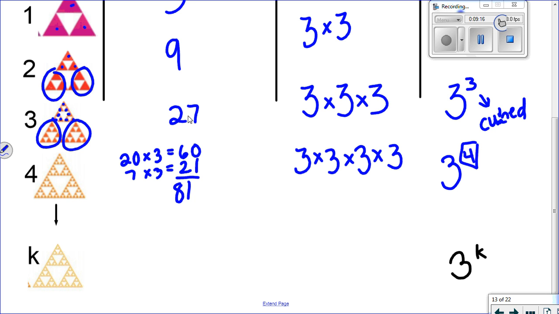So notice this is 3 to the 4th power, and this is stage 4. So if we're going to use a variable to represent what's happening here, we can say that we just have 3 to the k power. If it's stage k, 3 to the k power. Stage 4, 3 to the 4th power, and so on. So that's your recursion rule, 3 to the k power.